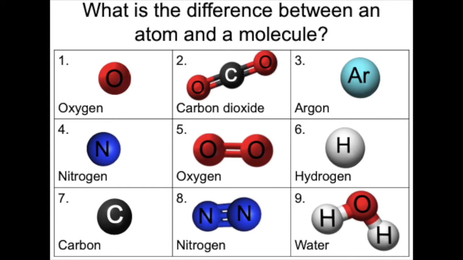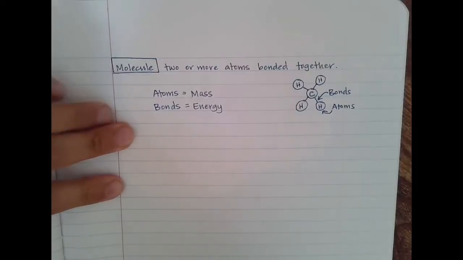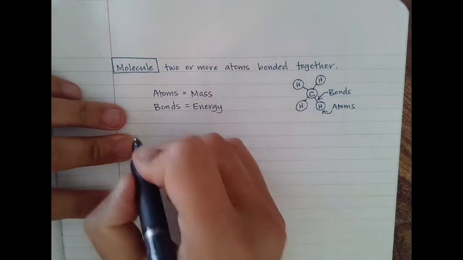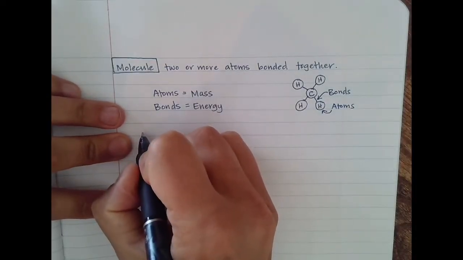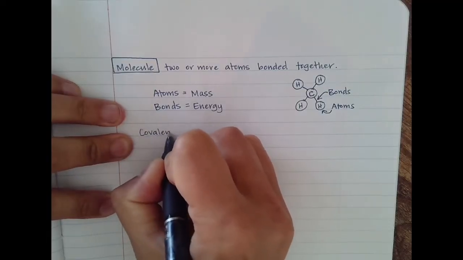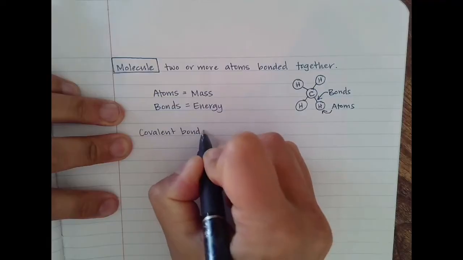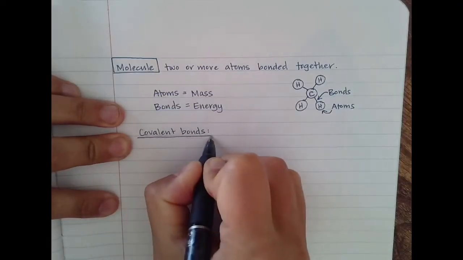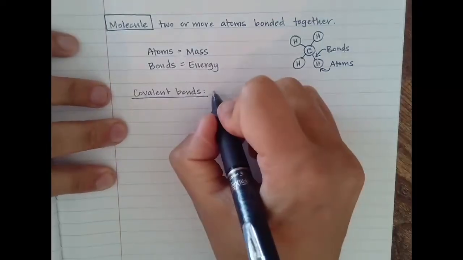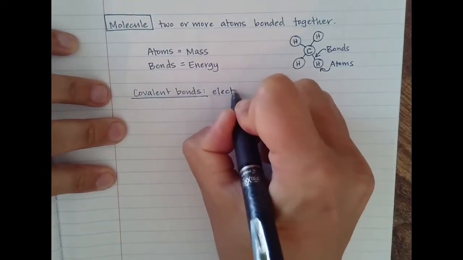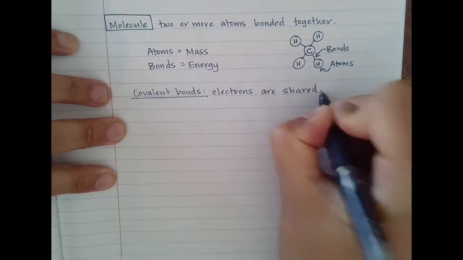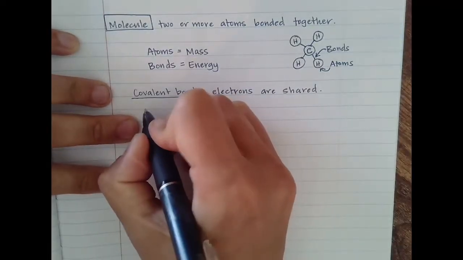Good. Now back to our notes. When you bond atoms together, there are 2 types of bond. The first type of bond, and the one that's going to be way more common in this class, is called a covalent bond. In covalent bonds, electrons are shared. This is going to mean that the molecule is stable.